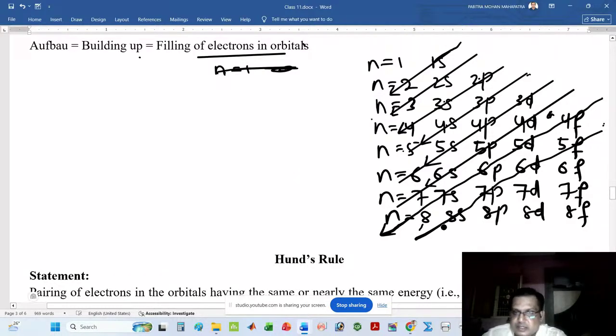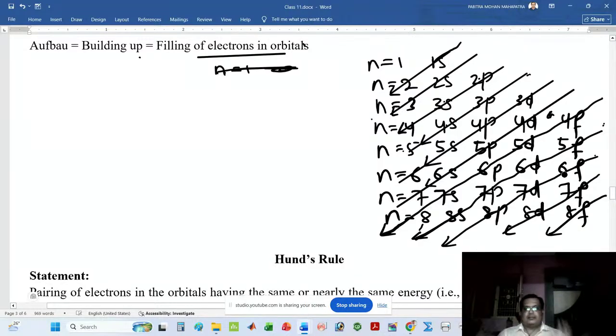Here I have not written. Next, go to the 6f, 7, 8. Give an arrow mark. 7, 8. Here also give arrow mark. This is the diagram. Then how will you go through the diagram?